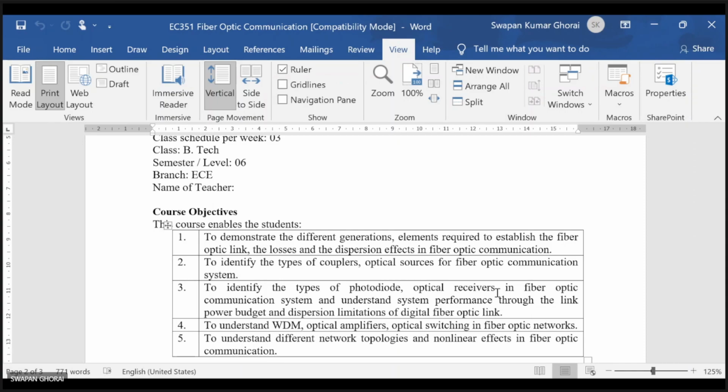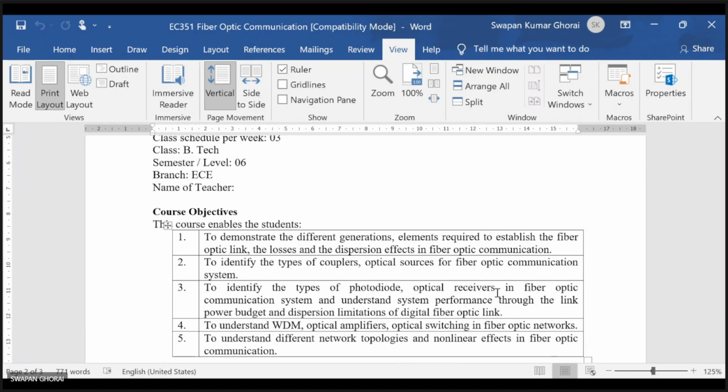In that case, it considers the dispersion effects. This is used for digital links, for the dispersion limitations. There can be material dispersion, waveguide dispersion, and intermodal dispersion. Those different dispersion effects will limit the bit rate. We'll see how those can be minimized. Those are included in this course. So this is the third objective.